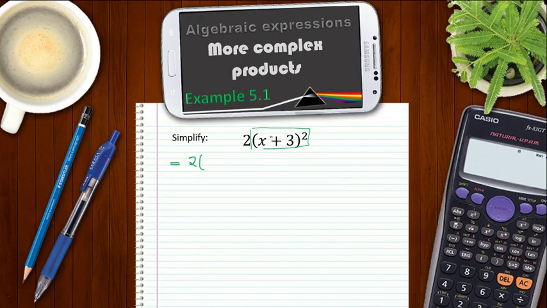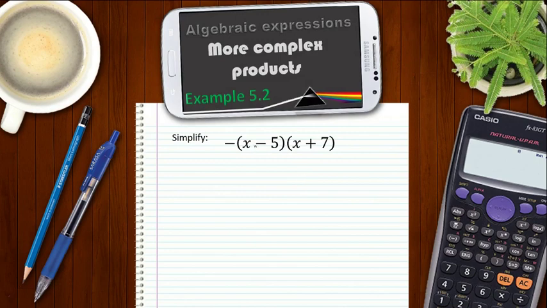And then when I square this out, the answer will be x squared plus 6x plus 9. And then once I've done that, I can bring in the 2. I cannot take in the 2 first before the square is gone, because that wouldn't be mathematically correct. So now I can say 2x squared plus 12x plus 18.